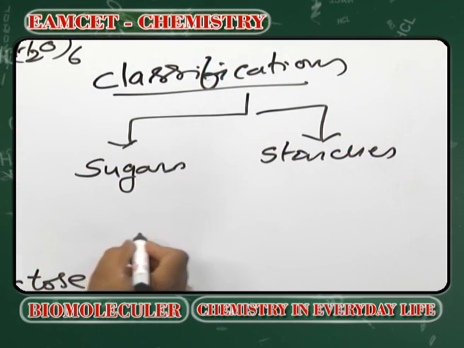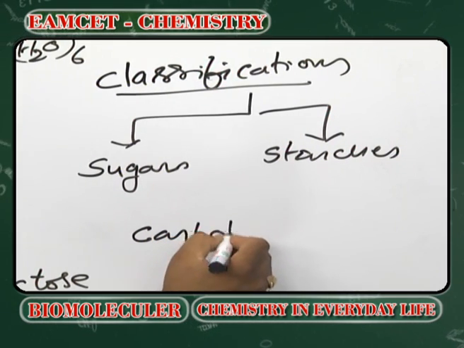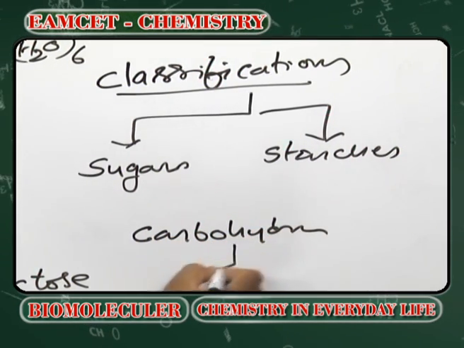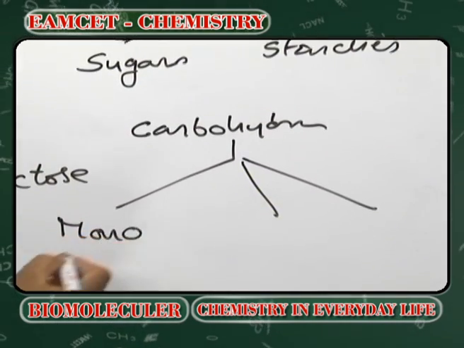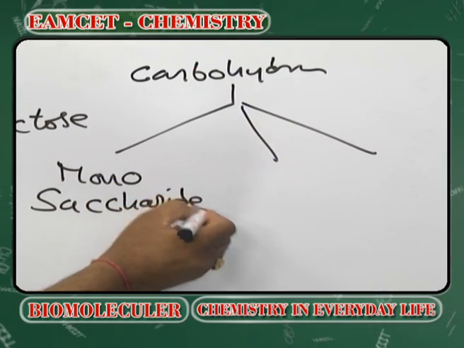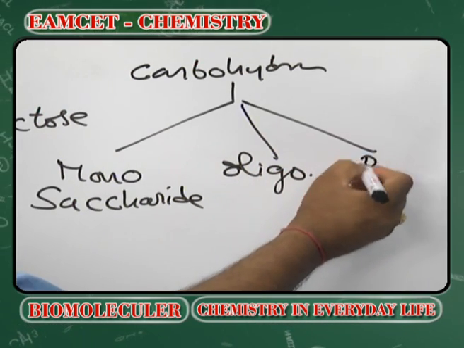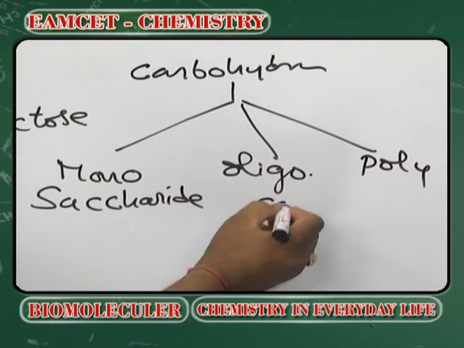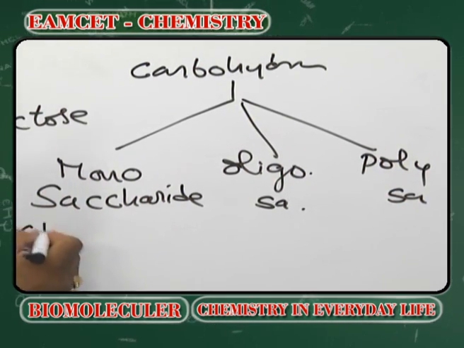Later, the carbohydrates were divided in a different way, mainly into 3 types: monosaccharides, oligosaccharides and polysaccharides. Saccharide refers to a carbohydrate unit. Monosaccharides are glucose and fructose.